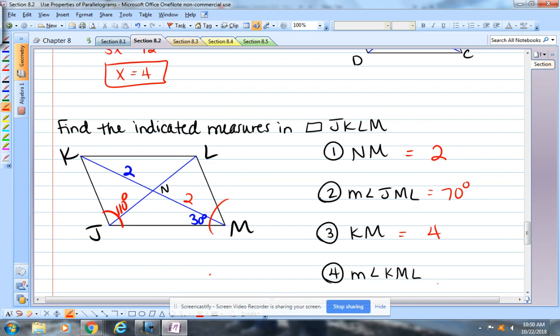Okay, and last they want the measure of KML, which is the little part of that angle. And I found the whole thing to be 70, right? And the little part is 40 degrees. Does that make sense? The whole thing is 70 because it's 180 minus 110. And then the little part's 40 degrees. Very good.